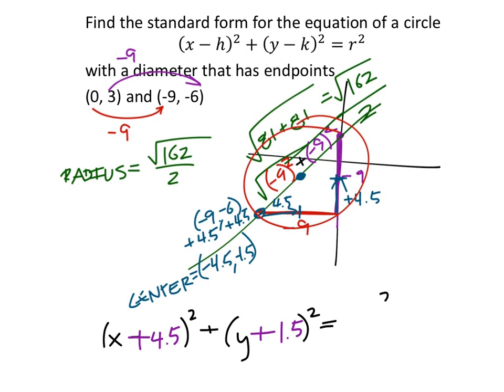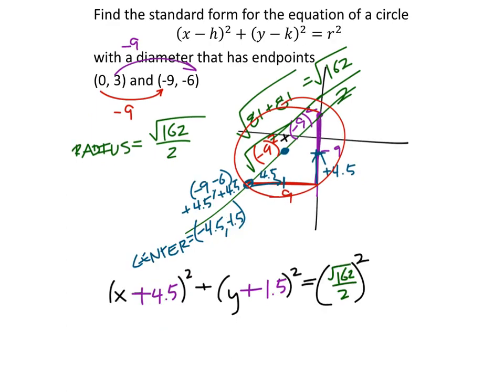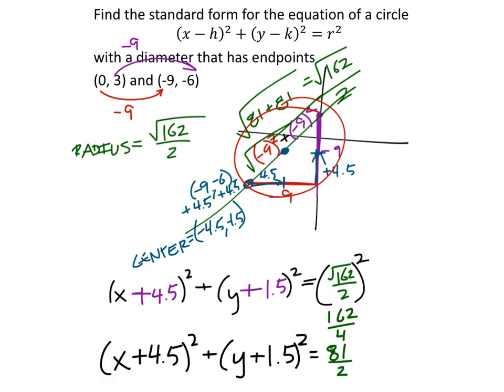The radius, which we're going to square, was some kind of fraction stuff, right? Square root of 162 over 2. Let's go ahead and evaluate that thing. So we'll square both of these. I got 162 over 4. Now it doesn't go into it evenly, but we can simplify this thing. We'll just divide both of them by 2. So that gives me 81 halves. So our final answer.